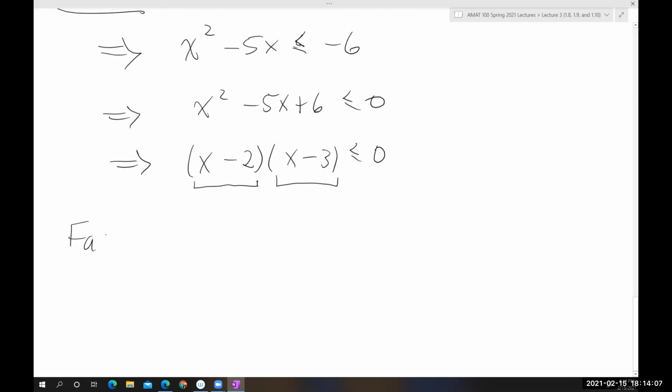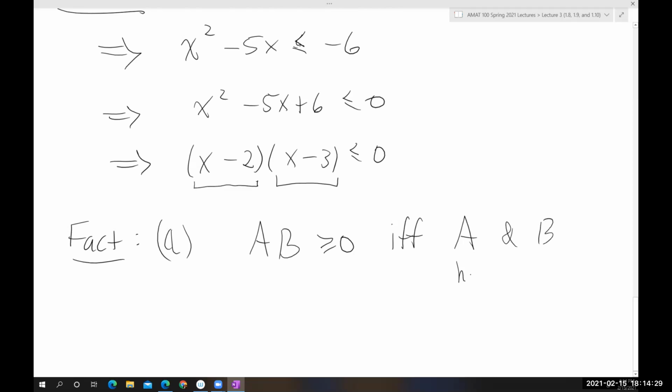So we need a little fact here. Actually, 2 facts. Here's fact A. The first one is that a product of two numbers A and B is positive, or zero, if and only if A and B have the same sign. So they're both positive or they're both negative.